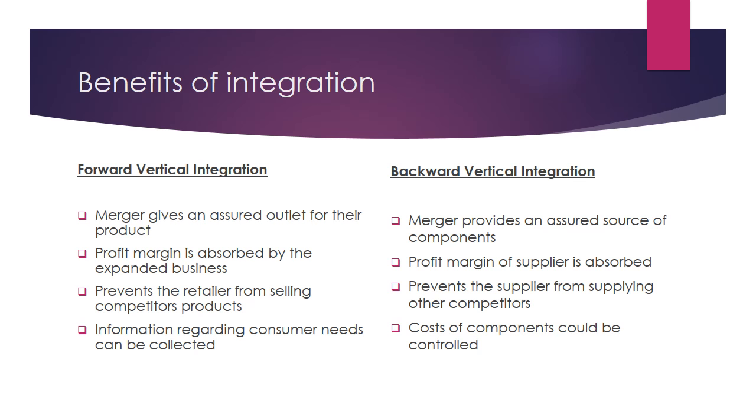Now, backward vertical integration similarly provides an assured source of raw materials. So you have a supplier that will provide you good quality components in order to run your business. There's also an existing profit margin issue, which is similarly absorbed, and also you can prevent your suppliers from providing to the competitors. The last thing is the costs of components could be controlled. So when you're buying from your suppliers, you could control your costs by knowing exactly how much and what is being supplied to you.